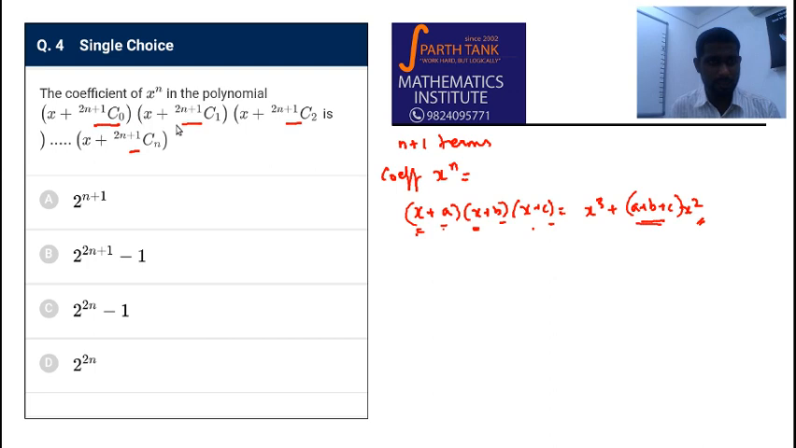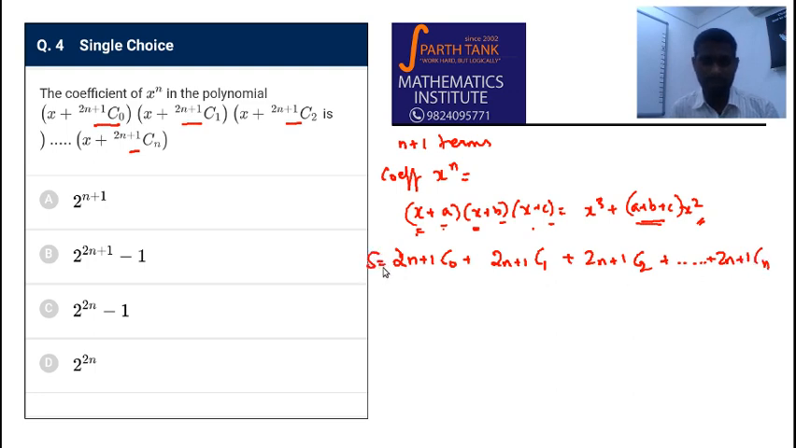You can say in this expression, the coefficient of x power n can be written as 2n plus 1 c0 plus 2n plus 1 c1 plus 2n plus 1 c2 plus and so on up to 2n plus 1 cn. Let us call this s. Summation of this is s, and this will give us the coefficient that we are looking for. Now how to do this?